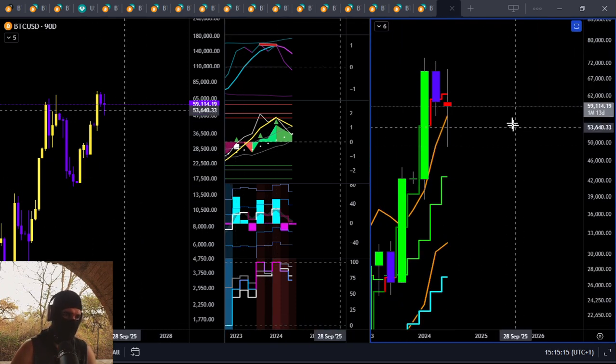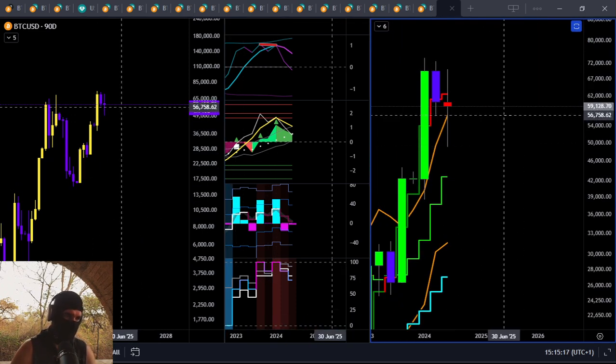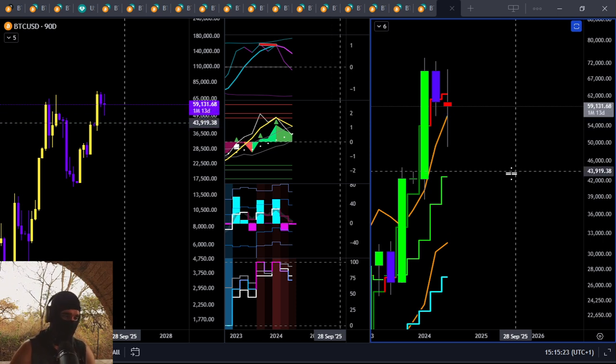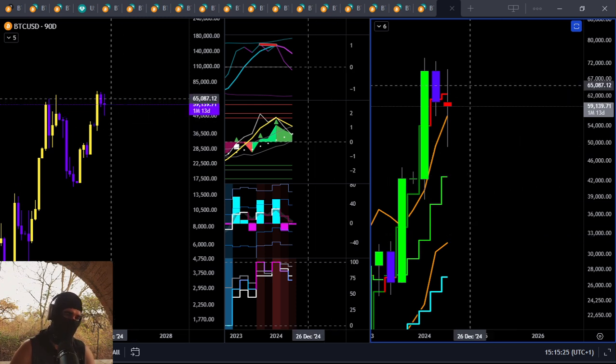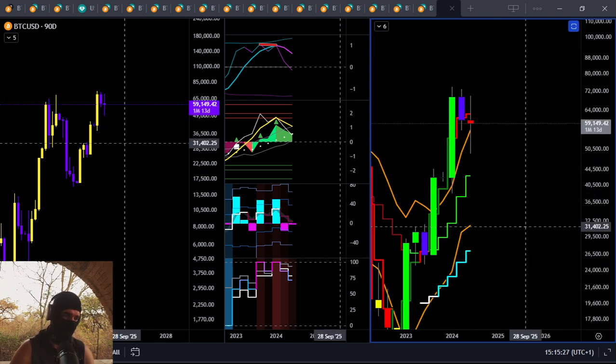Price on the 90-day closing below $56,750. Bang on, thank you. I'll be looking for 42, and as the rules state, more than likely back down to 31,402. This is very long. This is maybe till the end of the year, maybe even January, February, if the signal does pull through and it's a whole bunch of small candles down.